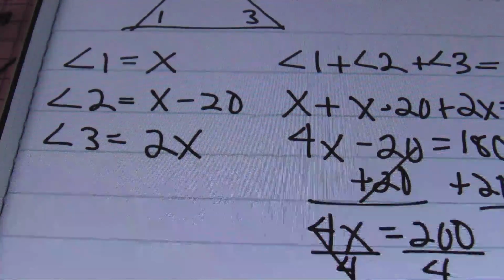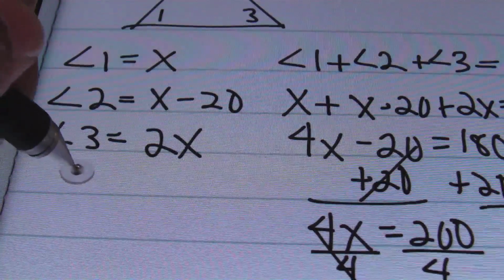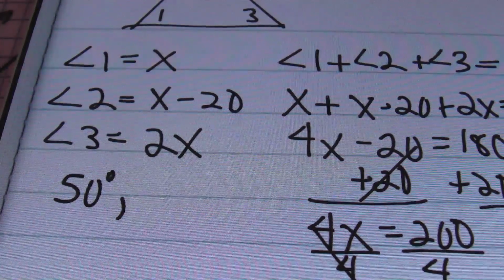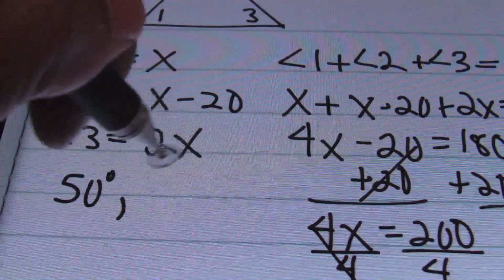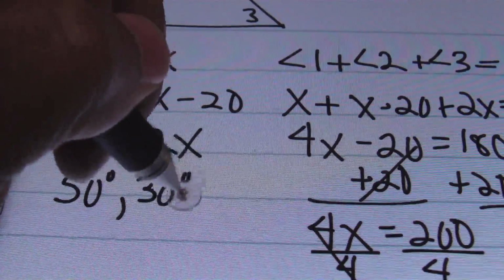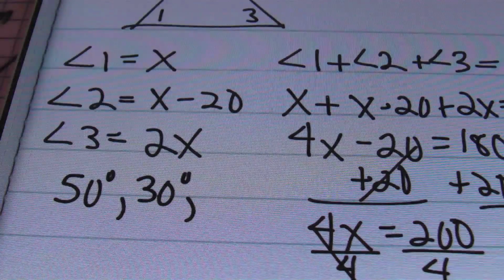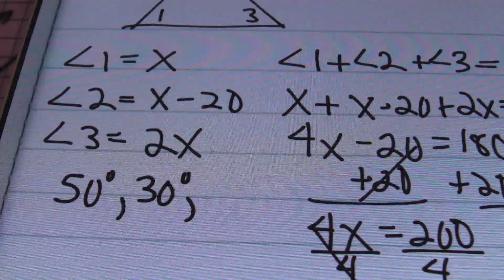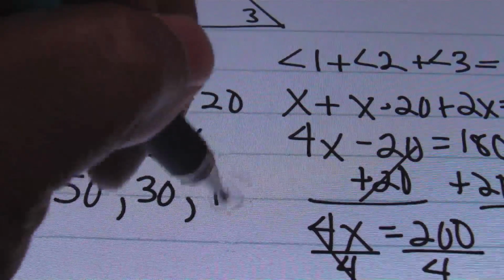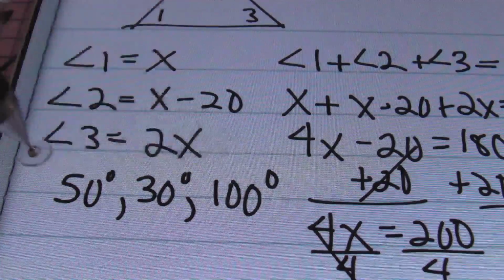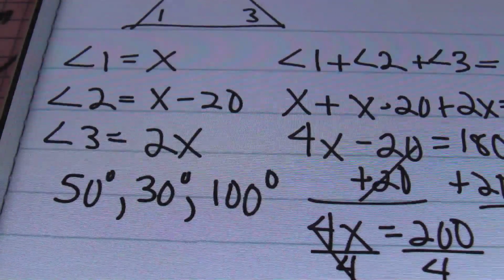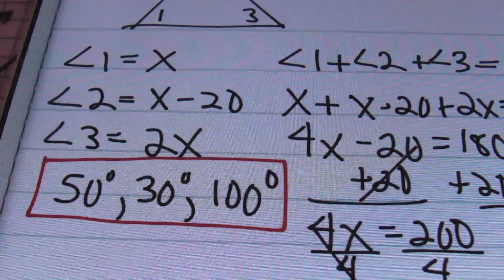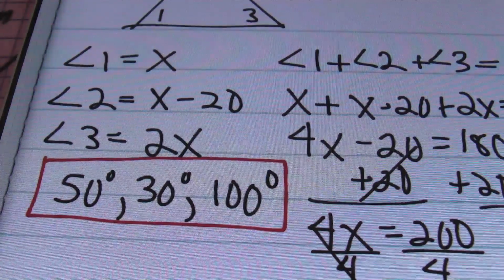We find out that angle 1 is 50, so if x is 50 degrees, ladies and gentlemen, that means that our second angle, which is 50 minus 20, has to be 30 degrees. And then our third angle, which is 2 times that first angle's measurement, will have to be 100 degrees. And that's going to be all 3 angles, and they all add up to 180 degrees. So these angles are the answers, ladies and gentlemen, just like that. 50 degrees, 30 degrees, and 100 degrees.